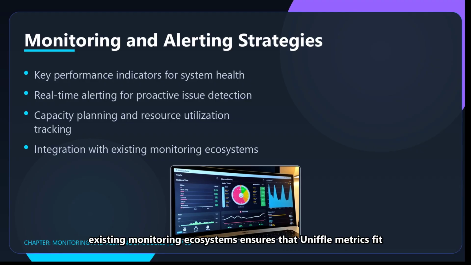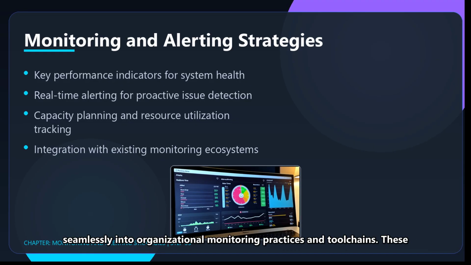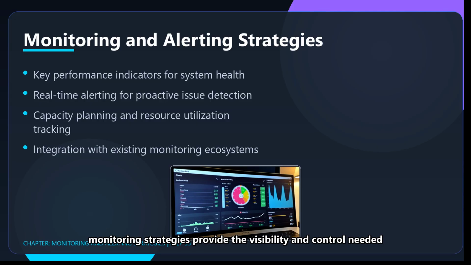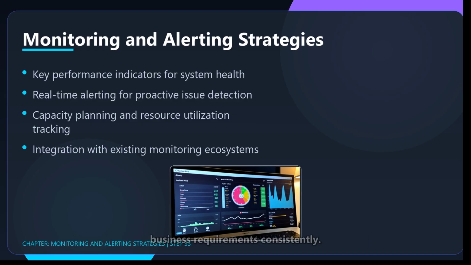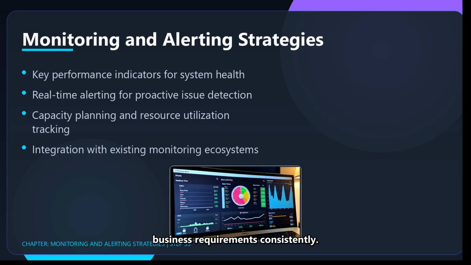Capacity planning and resource utilization tracking provide insights needed for scaling decisions and performance optimization. Integration with existing monitoring ecosystems ensures that Uniffle metrics fit seamlessly into organizational monitoring practices and toolchains. These monitoring strategies provide the visibility and control needed to maintain high performance, reliable Uniffle deployments that meet business requirements consistently.